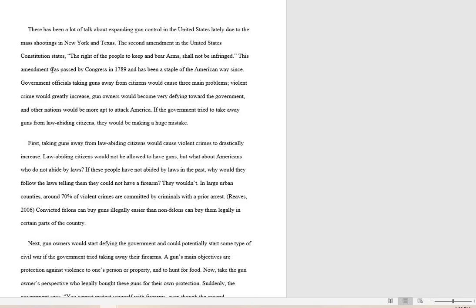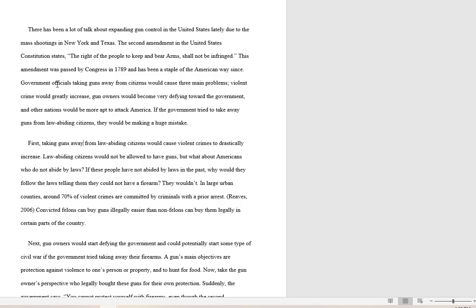Now, there has been a lot of talk about expanding gun control in the United States lately due to the mass shootings in New York and Texas. The Second Amendment in the United States states the right of the people to keep and bear arms shall not be infringed. This amendment was passed by Congress in 1789, and has been a staple of the American way since. Government officials taking guns away from citizens would cause three main problems. And so here you have the what.